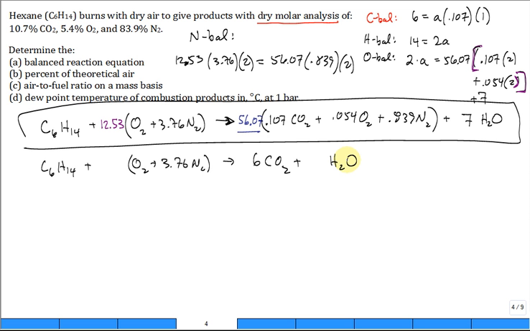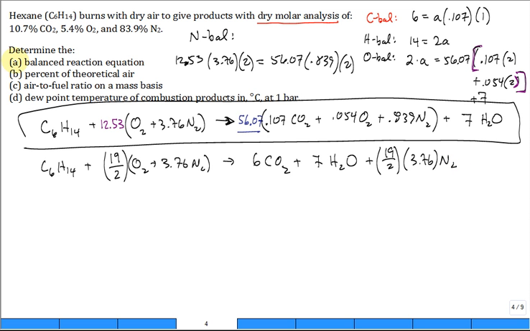Do the hydrogen balance right away. 7, plus, do the oxygen going backwards. So that's 12 plus 7 is 19. Then 19 divided by 2 will be the coefficient in front of the air. And to finish it out, balance the nitrogen, 19 over 2, 3.76 N2. So there it is. This would be 100% theoretical air.